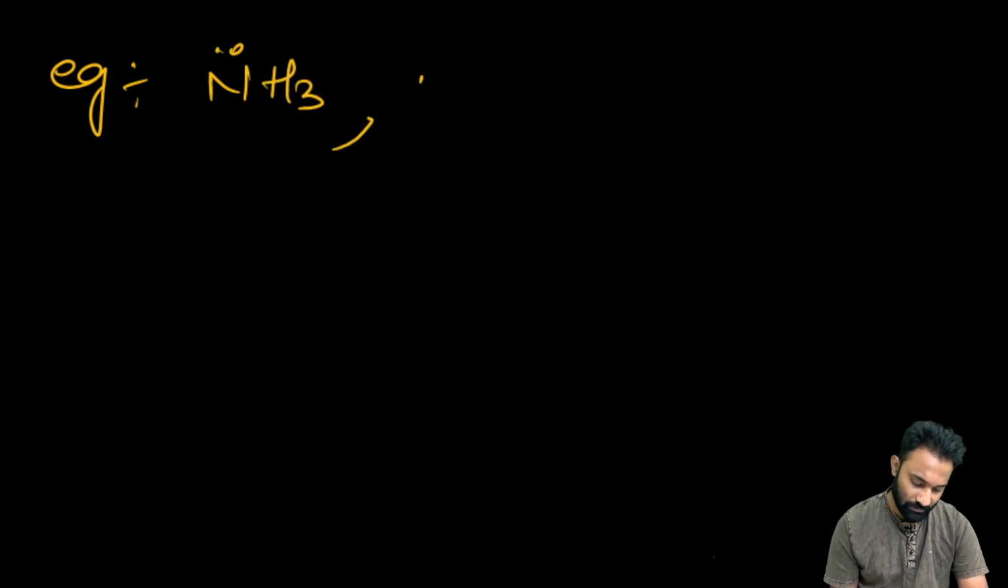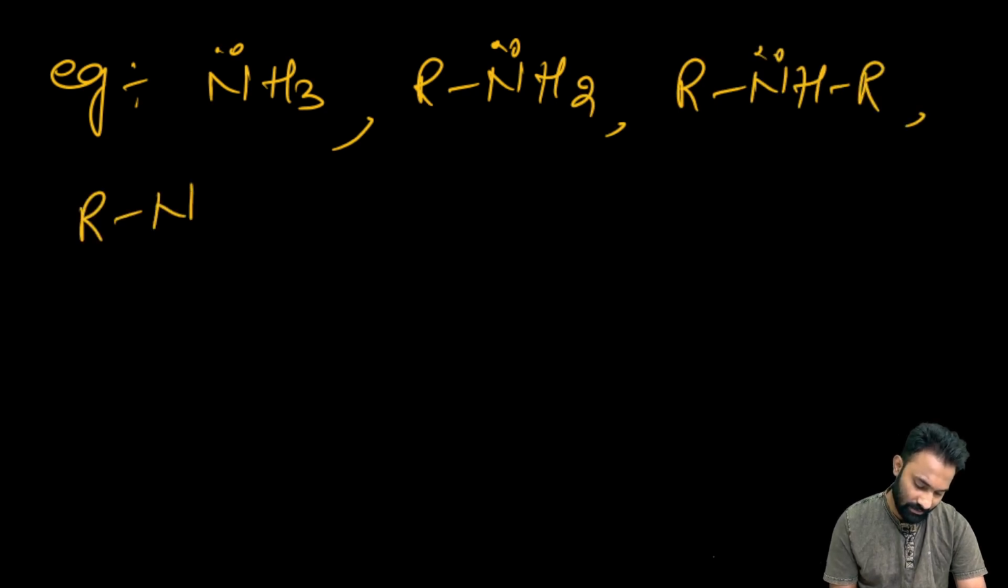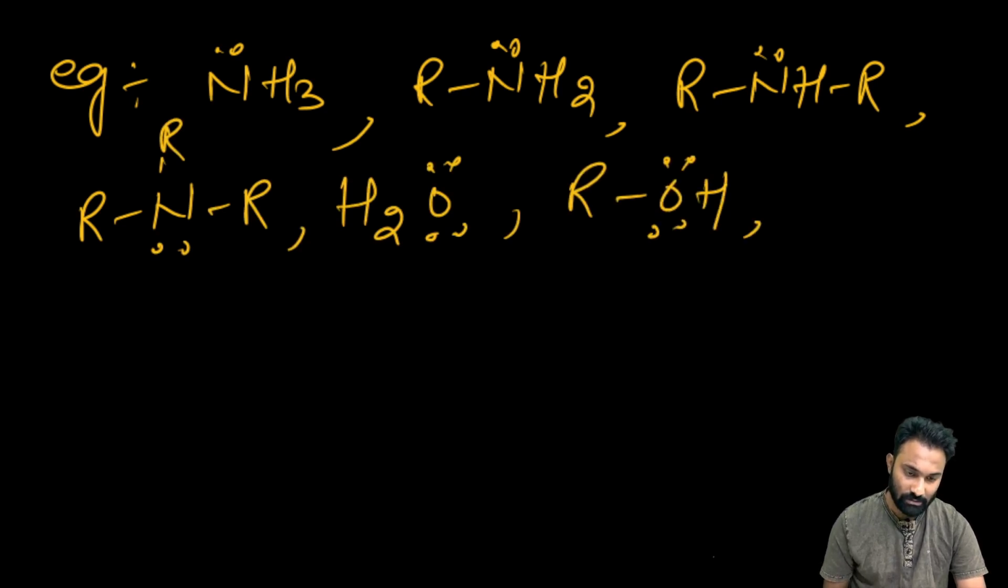Done. Next one, primary amine. Now second one, secondary amine. Next, tertiary amine. Next H2O, oxygen contains the lone pair of electrons. Next alcohol, it contains the H. Now next one, RLi.